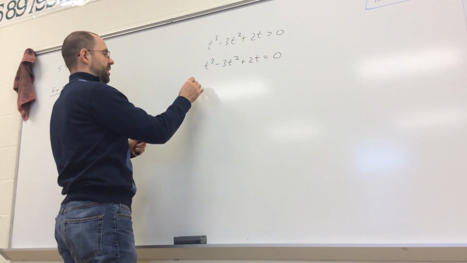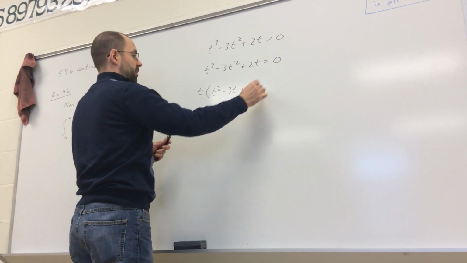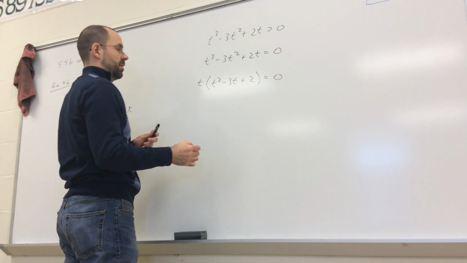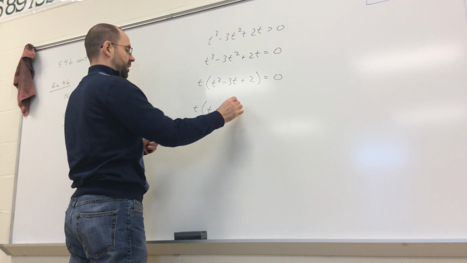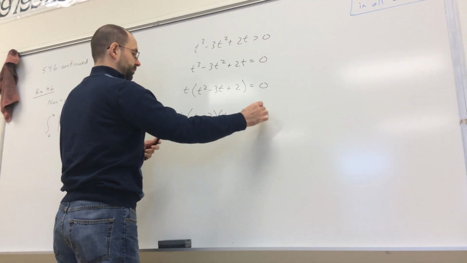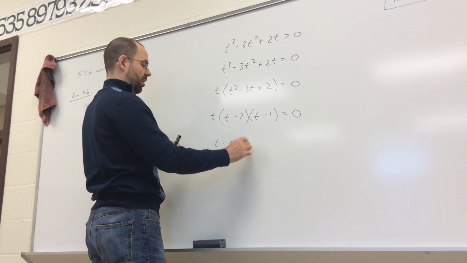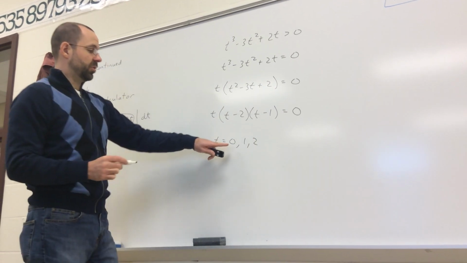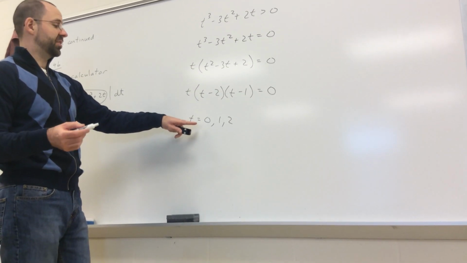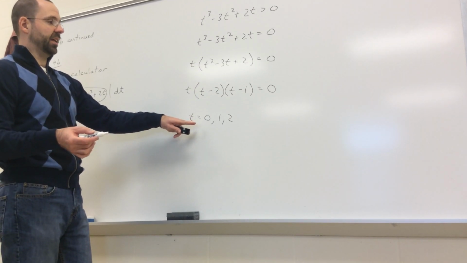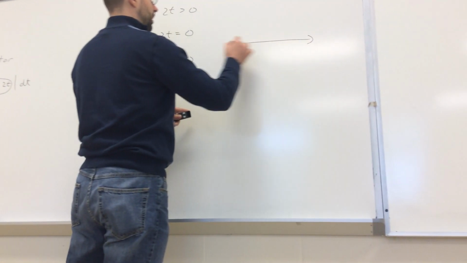So I'm going to factor out the t. And then this will factor into t minus 2, t minus 1. So the solutions are 0, 1, and 2. So when this velocity equals 0, that's where the velocity might change from positive to negative. So then we put those cutoff points on a number line.